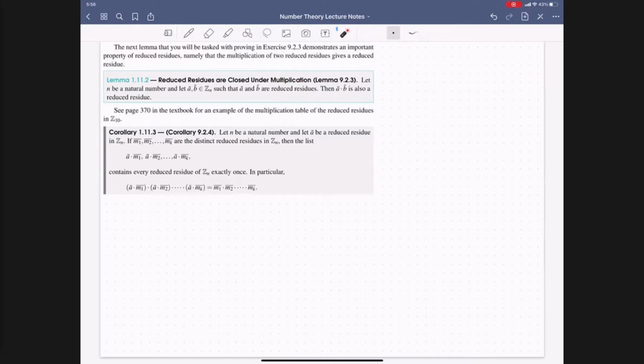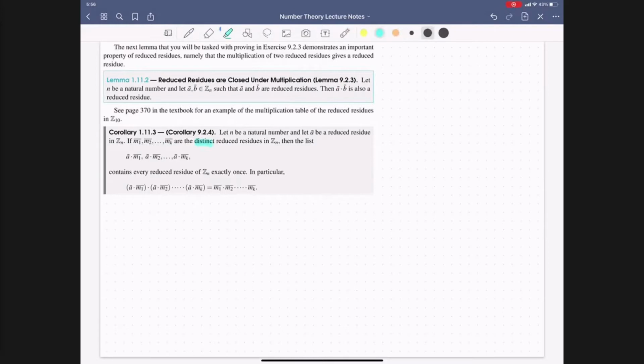So we're going to go ahead and fix a natural number n, and let A bar be a reduced residue in the integers modulo n. And now let us suppose that we can list out all the reduced residues of the integers modulo n, and that list will be m1 bar, m2 bar, all the way to mk bar. And these are the distinct reduced residues of the integers modulo n.